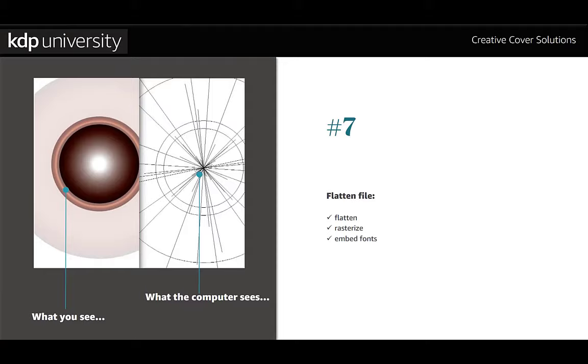Number 7, flatten your file and embed fonts. Drop shadows, unique fonts, 3D images, and other decorative elements can cause all sorts of havoc if the file is not flattened, rasterized, or the fonts embedded. You can usually adjust your print or preference settings to make sure your file is flattened and your fonts are embedded. The help pages for your chosen software will have instructions on how to complete this task. If you choose to use Cover Creator, this will be done for you.